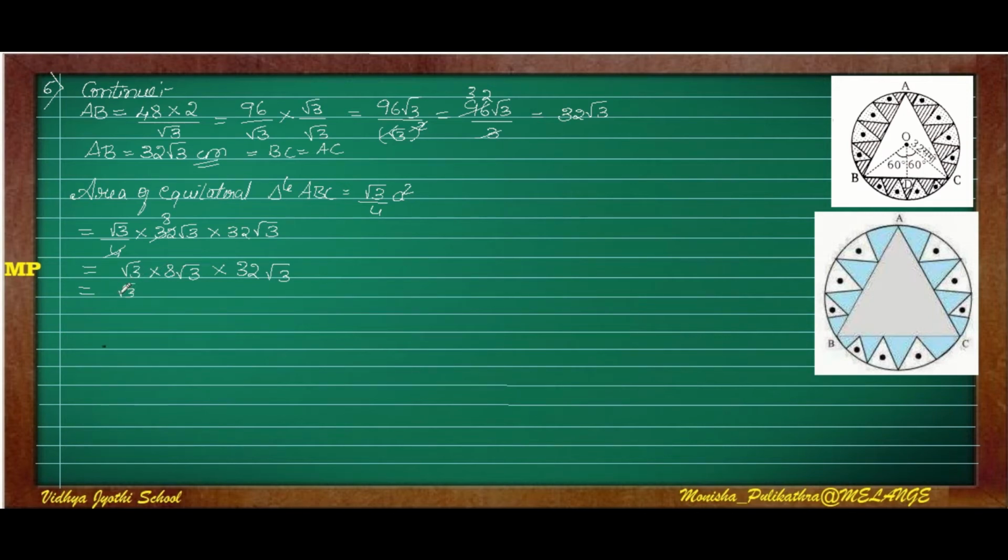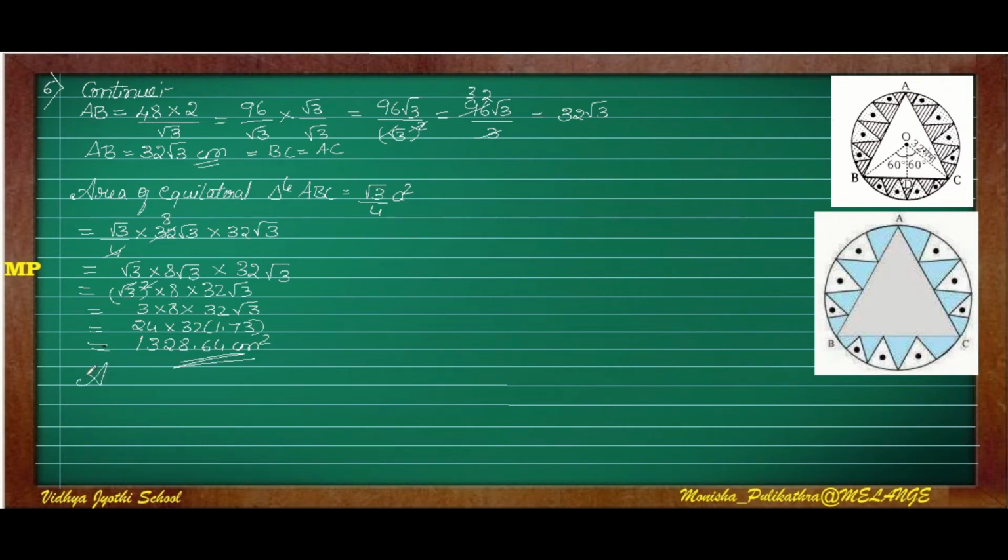So here root 3 whole square into 8 into 32 root 3. So it will become 3 into 8 into 32 root 3. So 24 into 32 into 1.73, which altogether it will be 1328.64 centimeter square. So this is the value for area of equilateral triangle ABC.